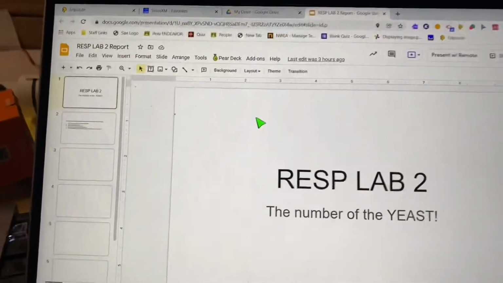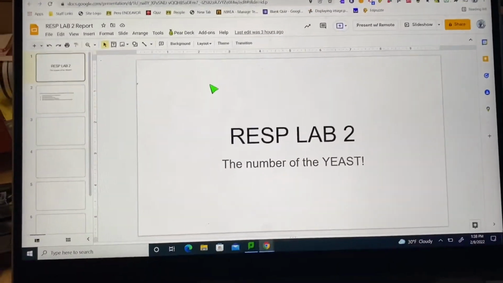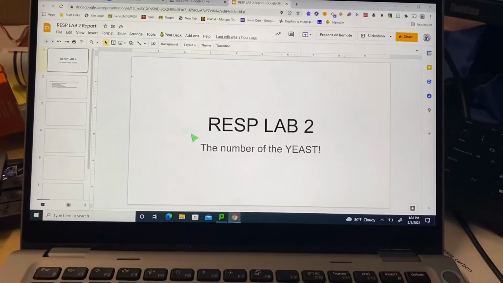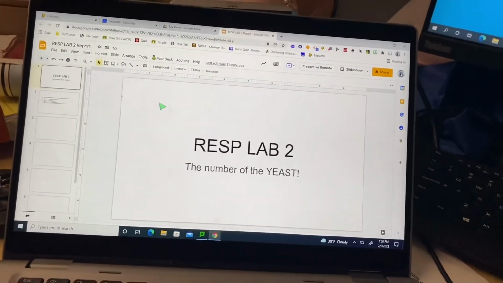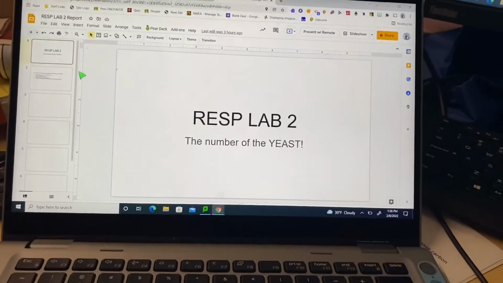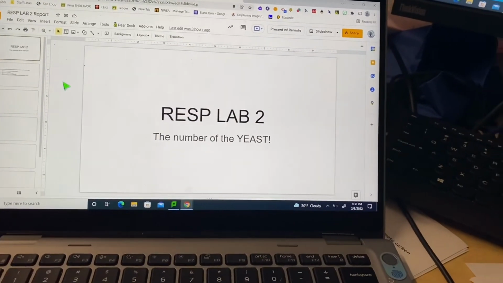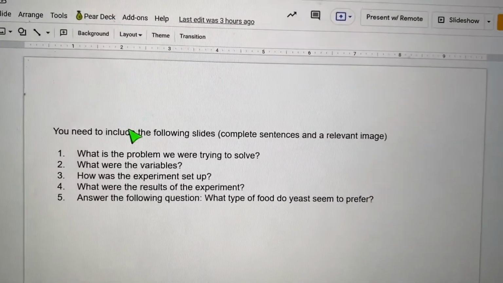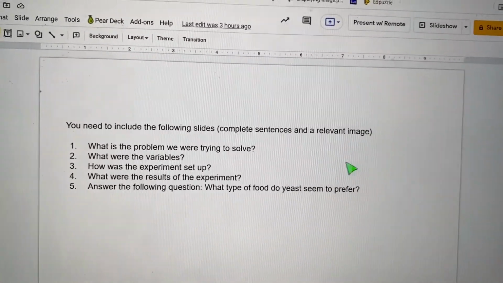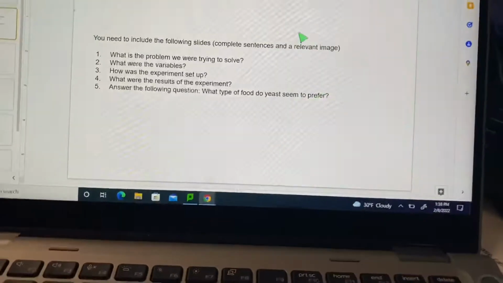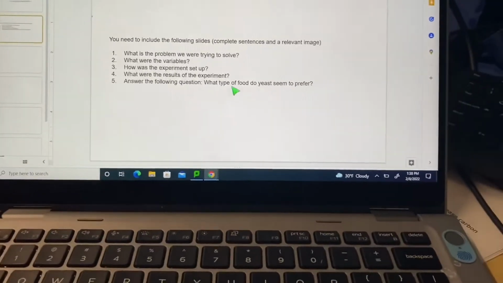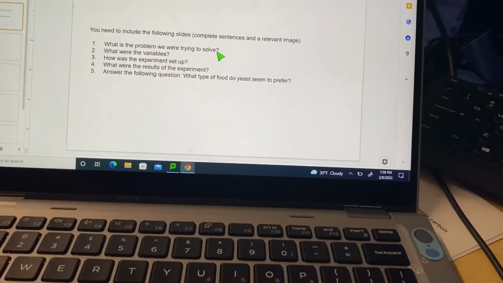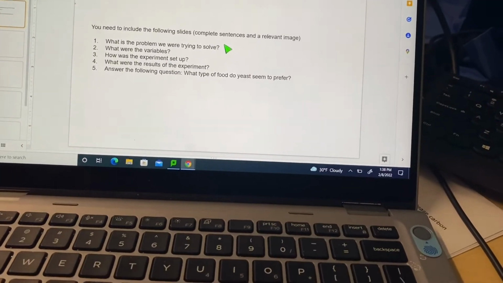While you're waiting for your yeast to feed and make carbon dioxide, you'll open up this slideshow. Your lab report today is going to be to complete the slideshow, called Respiratory Lab 2. On the second slide, I've told you the directions. You need to include the following slides. Since it's a slideshow, each slide should be pretty looking and have an image that goes with it. Slide number 1, what is the problem we're trying to solve? Hint, go back to the beginning of this video.